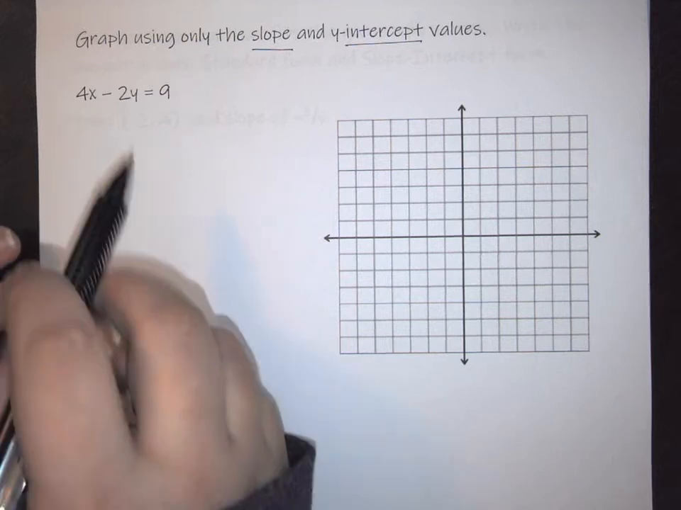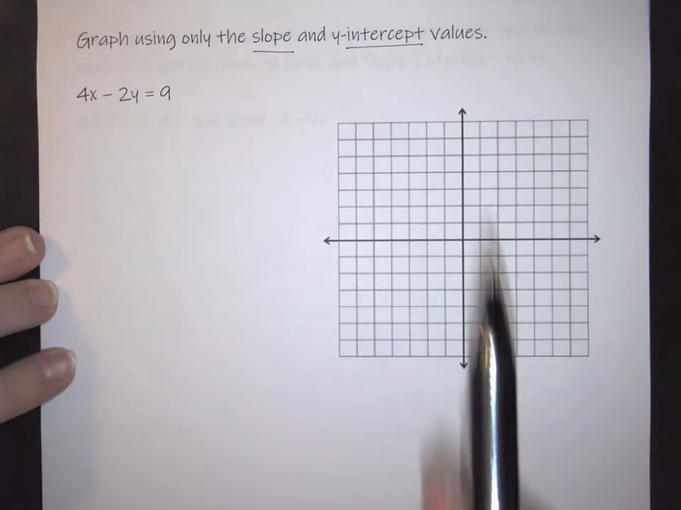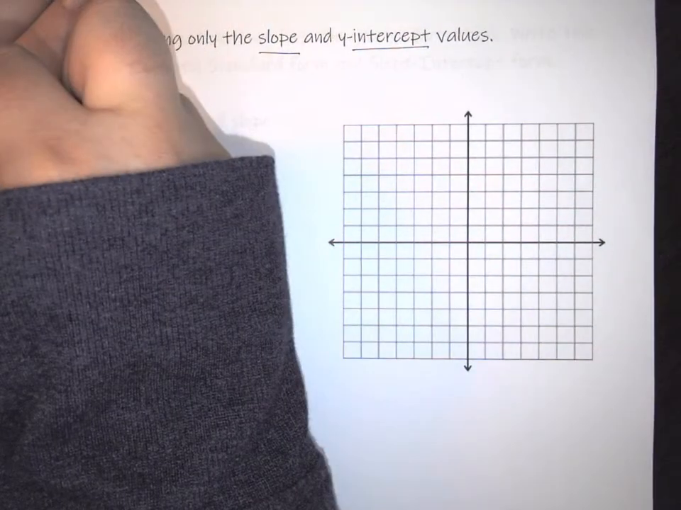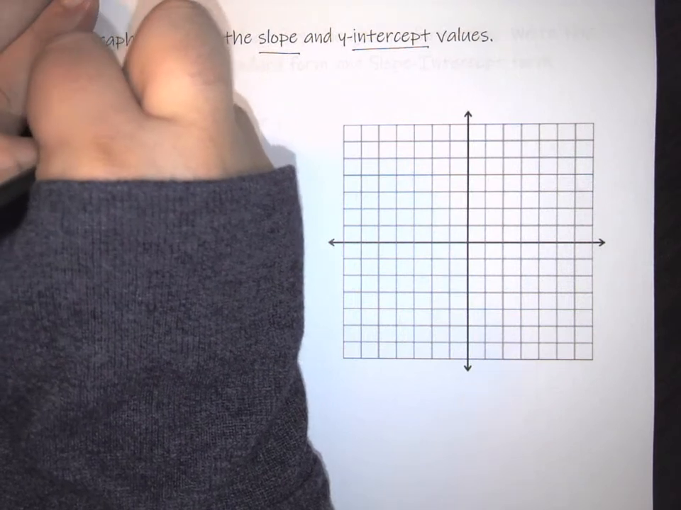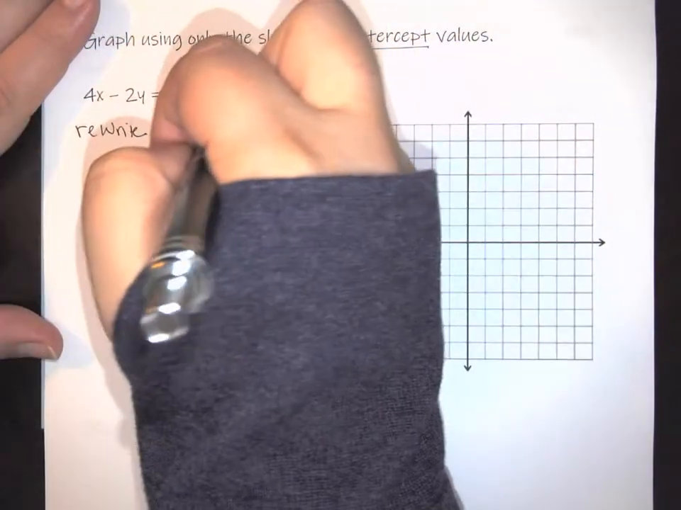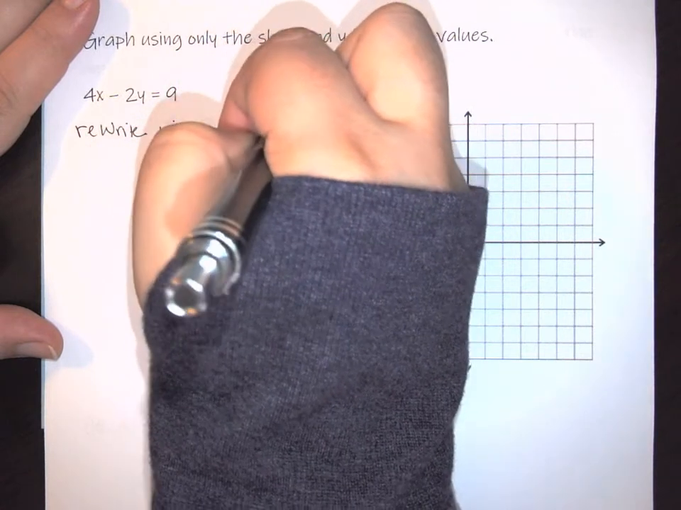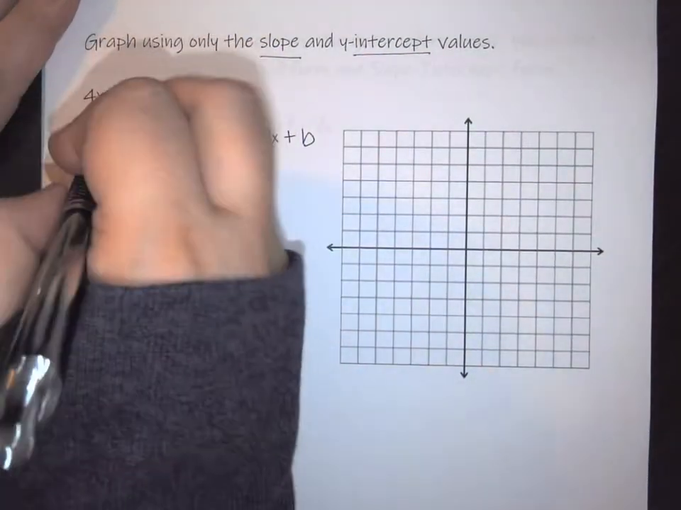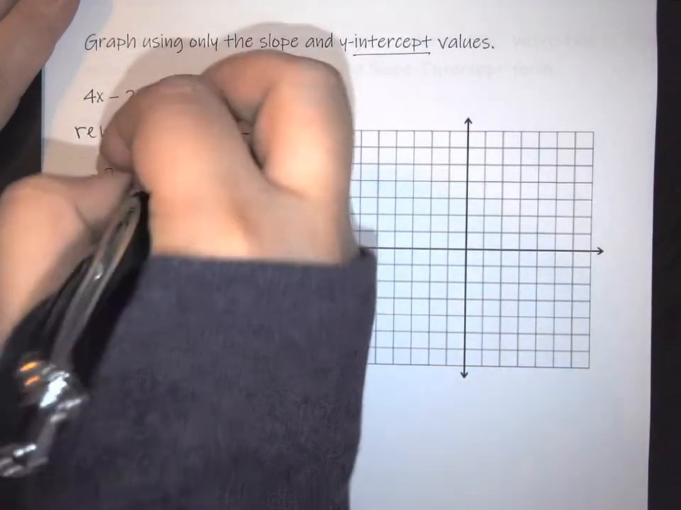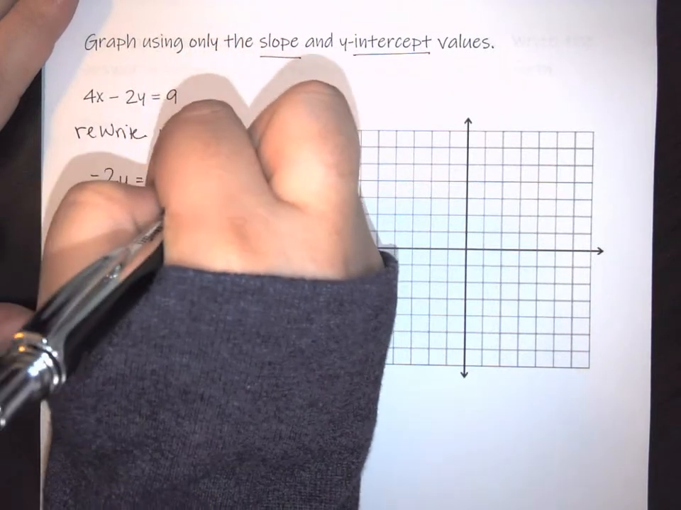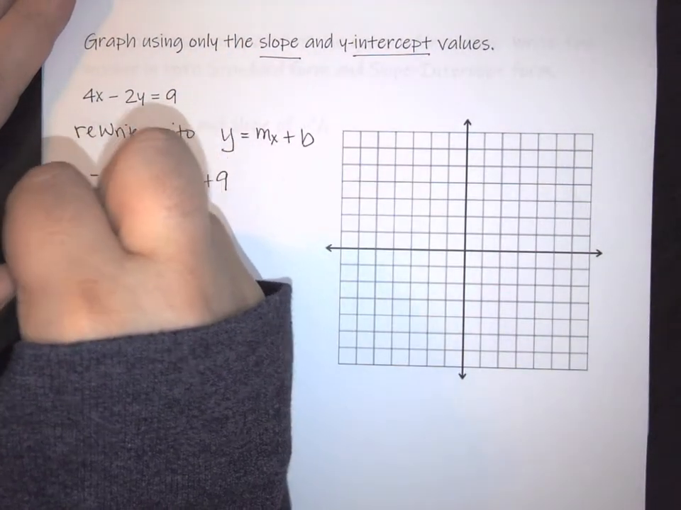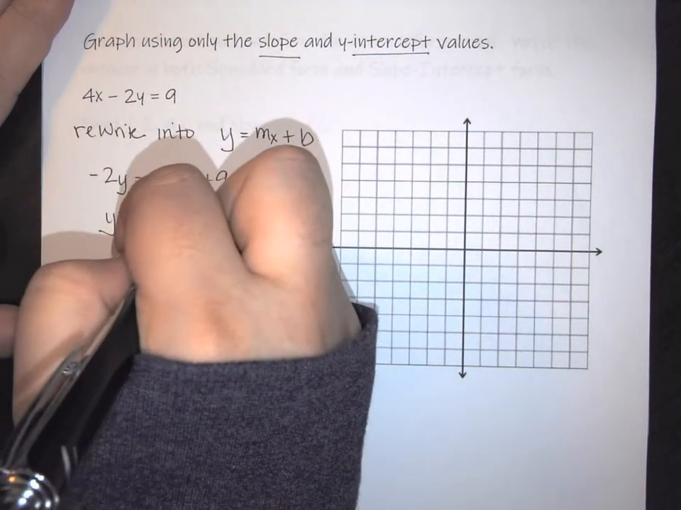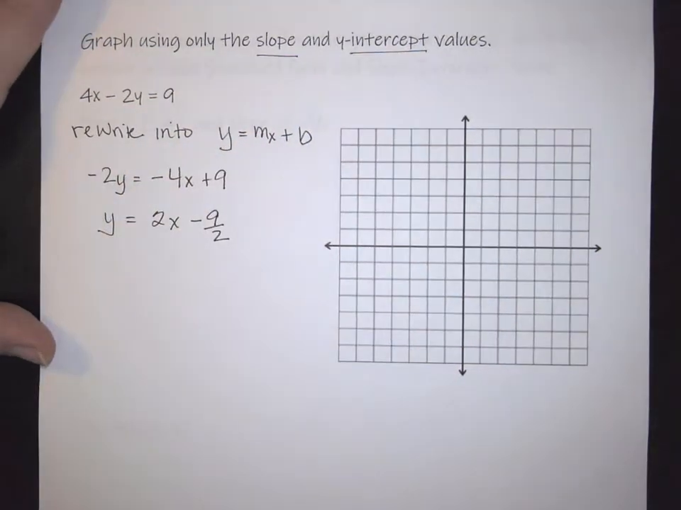To do that, you have to rewrite this equation into standard form, or into slope-intercept form. So we are going to rewrite it into y equals mx plus b. I do that by subtracting the 4x, so I have my negative 2y is equal to a negative 4x plus 9. Divide everything by negative 2. Y is going to be 2x minus 9 over 2.